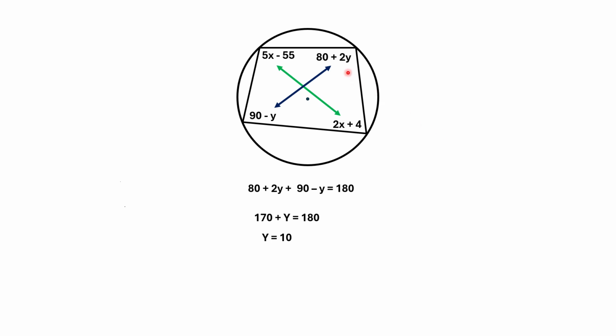Okay. Now if they ask you to find this angle or this angle, you can just substitute y equals 10. So to find these two angles, let's just move them away. So this angle here should be 80 plus 2 times 10 because y is 10. So it's 80 plus 20. So this should be 100. And this one should be 90 minus y. So it's 90 minus 10, which is 80. Now it's your turn. Could you please try to find x? Try it and comment your answer.